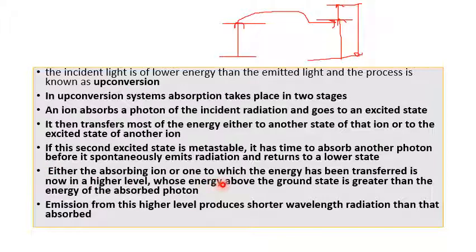Either the absorbing ion or the one to which energy has been transferred is now in a higher level, whose energy above the ground state is greater than the energy of the absorbed photon. Emission from this higher level produces shorter wavelength radiation, meaning higher energy radiation, than that absorbed. So when it comes to the ground level, the emitted photon has a shorter wavelength or higher energy than the photon which was absorbed.